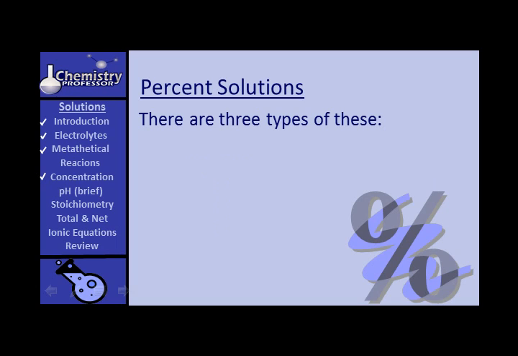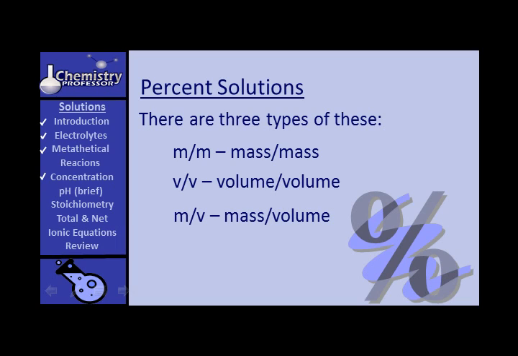There are three common types of percent solutions. There is the mass-mass solution, in which everything is done by mass. There is the volume-volume solution, in which everything is done by volume. And there is the mass-volume solution that finds particular application in medicine and biology.